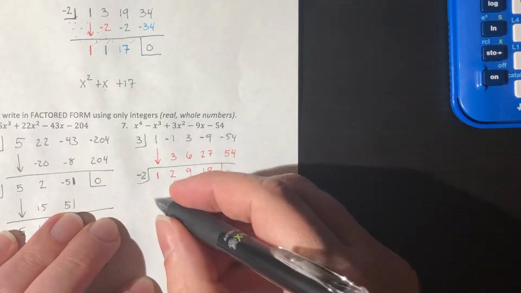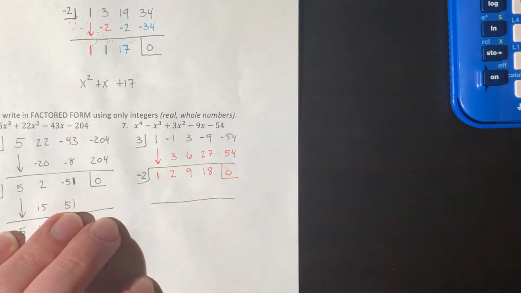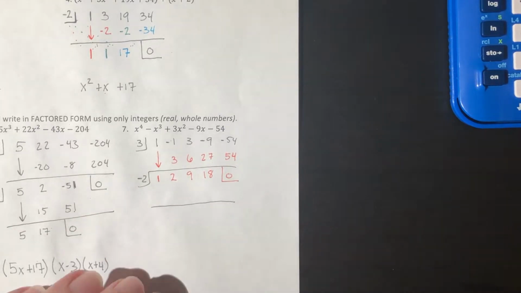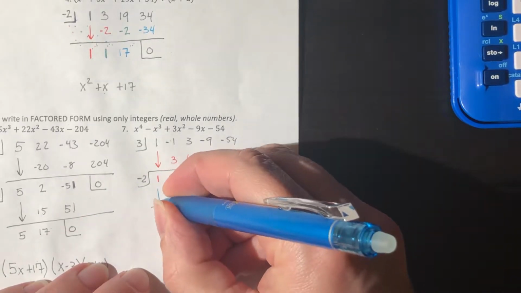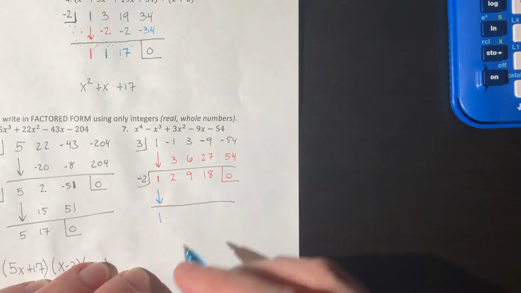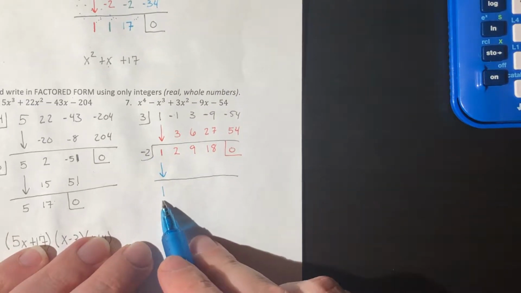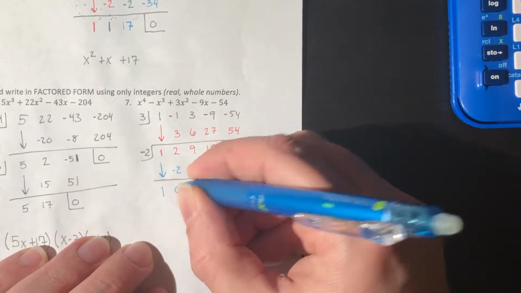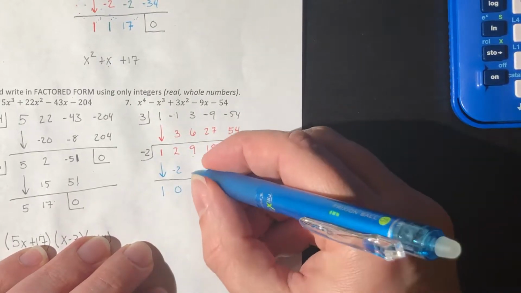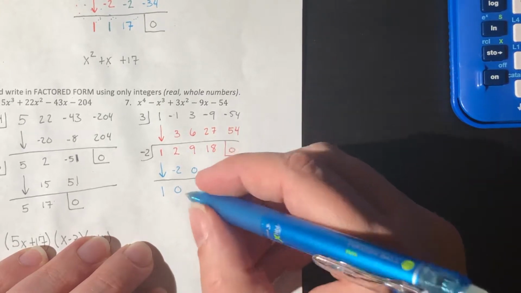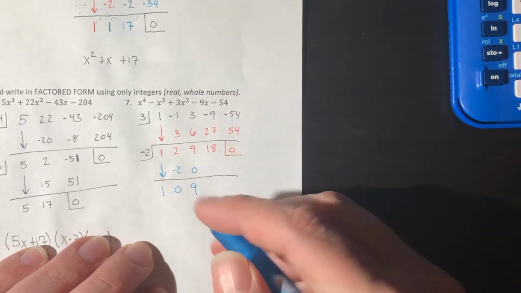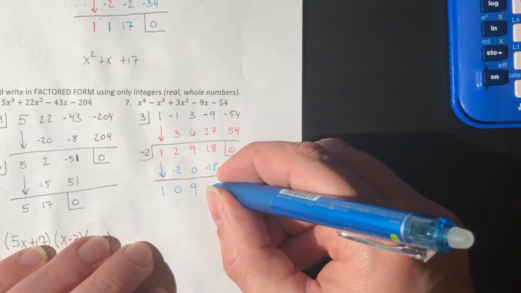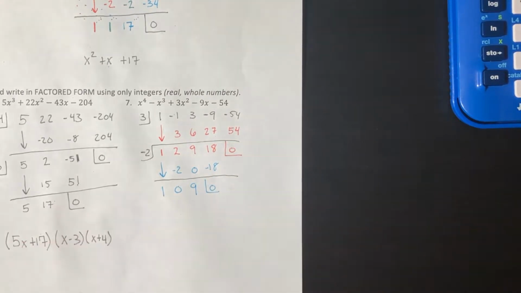And I need to do it a second time with the other 0 that I know of, -2. So the 1 drops down. So I have 1. -2 times 1 is -2. 2 minus 2 is 0. -2 times 0 is 0. 9 plus 0 is 9. -2 times 9 is -18. Plus 18 gives me 0.